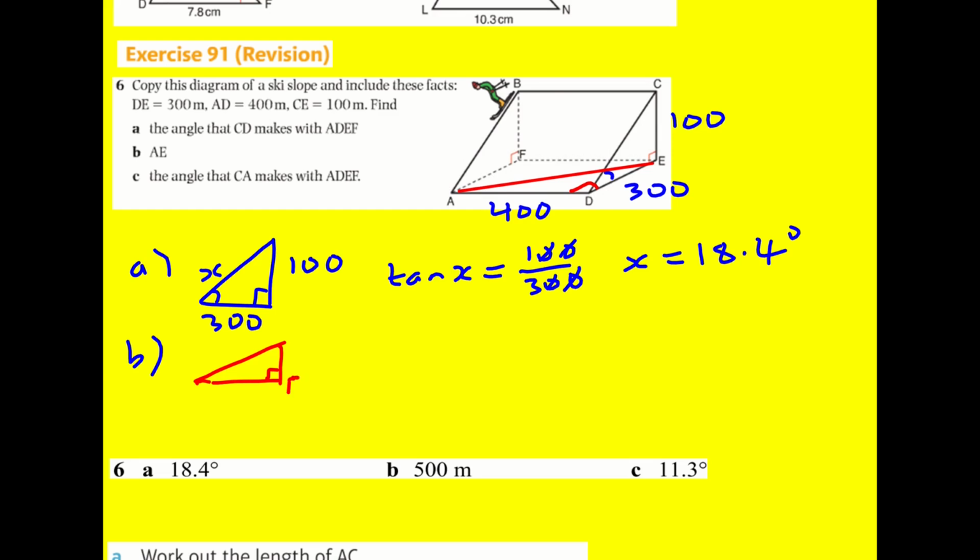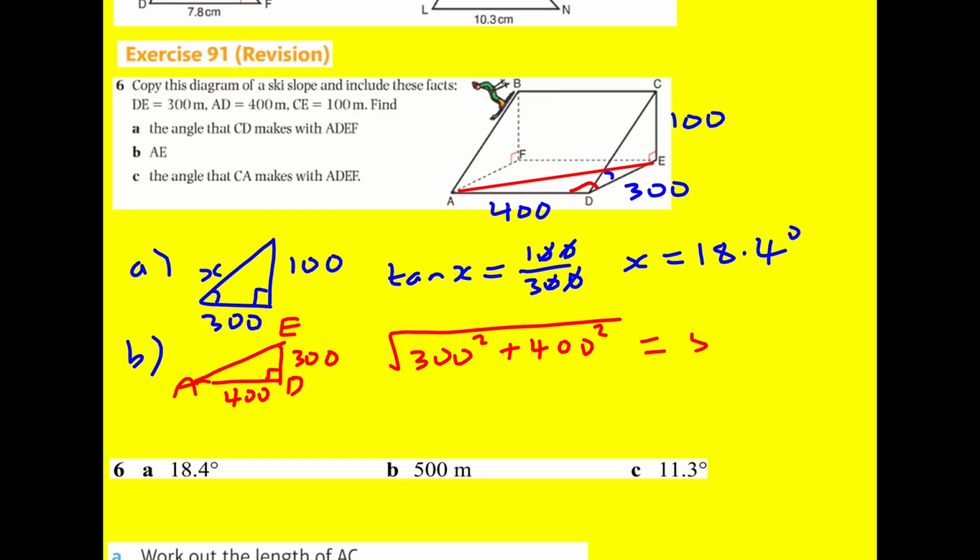So that is D, that is A, and that is E. 400, 300. We're going to use Pythagoras' theorem here. 300 squared plus 400 squared equals AE squared. So AE is the square root, and that equals 500. You put it into a calculator.